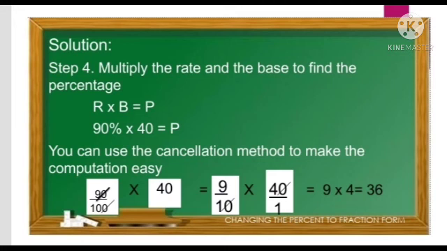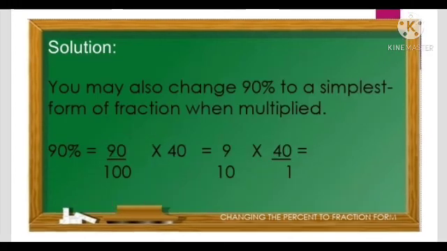In 90 over 100, cancel the first 0 in 90 and cancel the first 0 from 100. Therefore, it will become 9 over 10 because we remove the last 0 in both. Therefore, 9 over 10 times 40 over 1. Cancel again the 0, 0. It will become 9 times 4 equals 36.